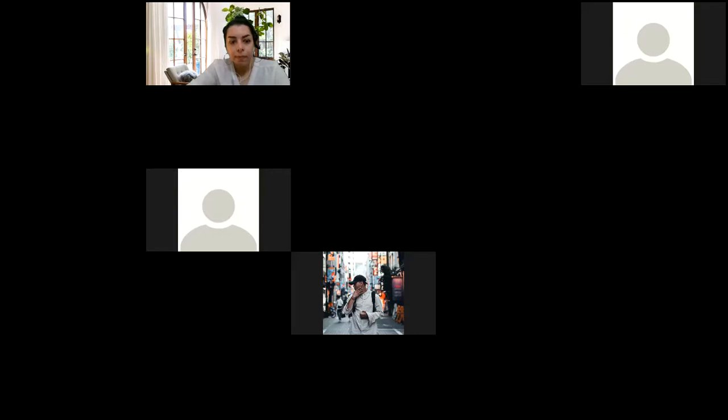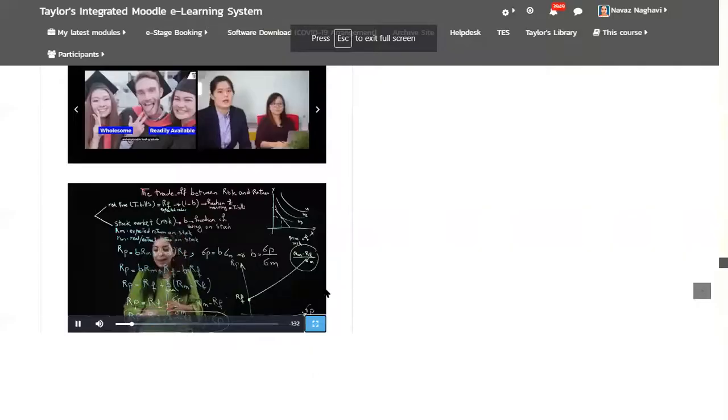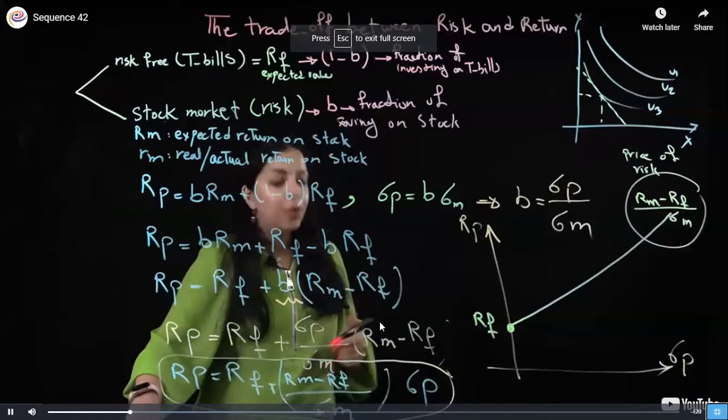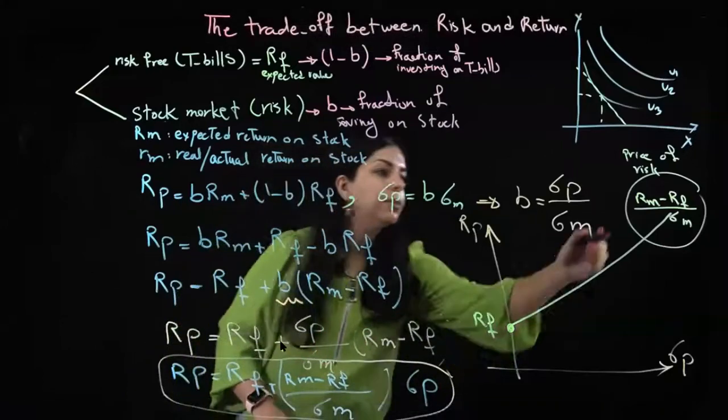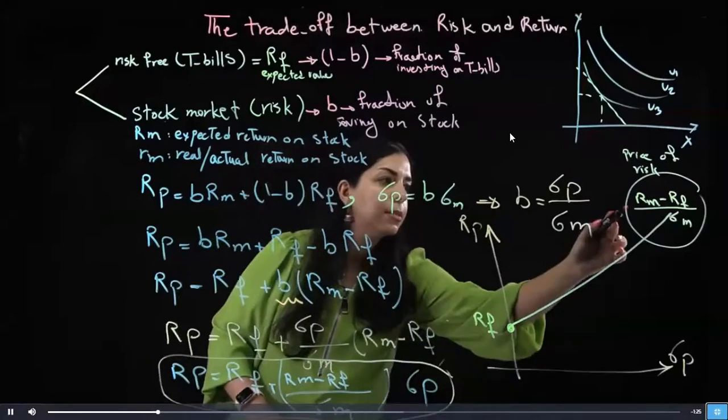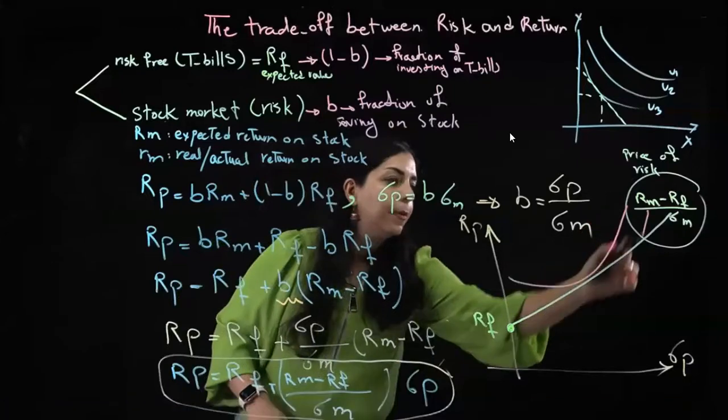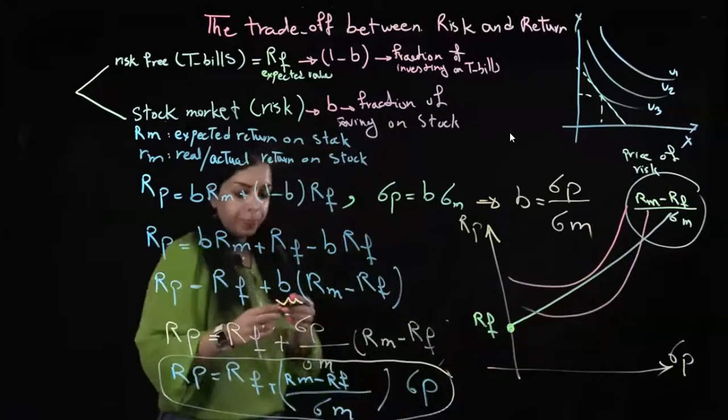Correct. The utility curve in the context of risk and return cannot have a negative slope anymore, and it has a positive slope. Why is it a positive slope? It's like this. Why is it a positive slope?